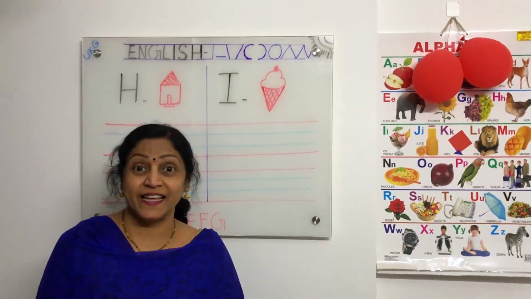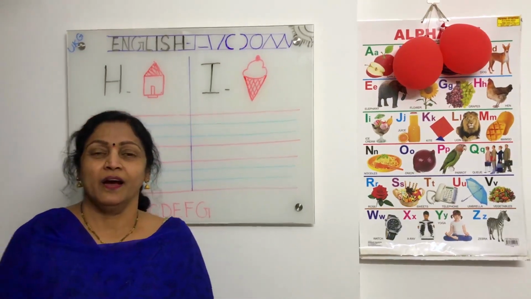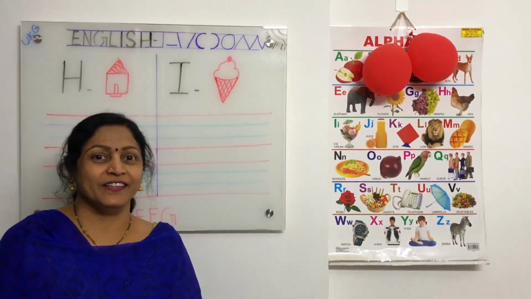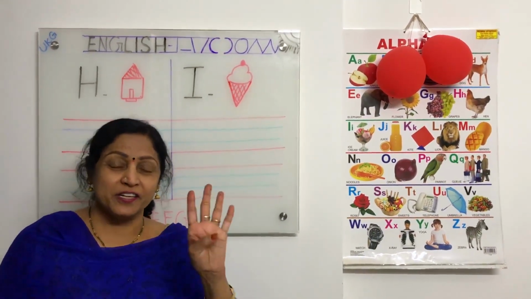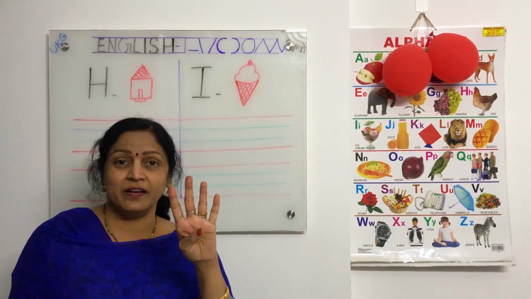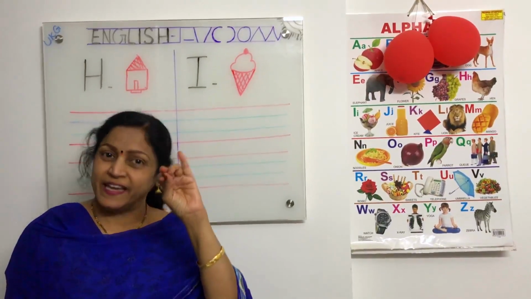Children, this is English session. In the English session, we are learning alphabet. Today we are going to learn four letters this week. They are H, I, J, K.